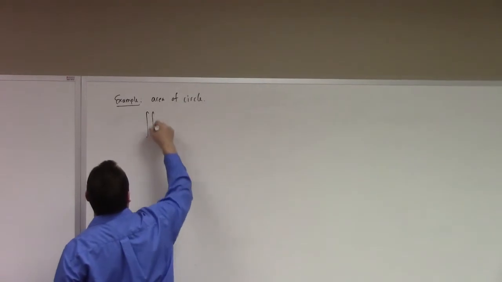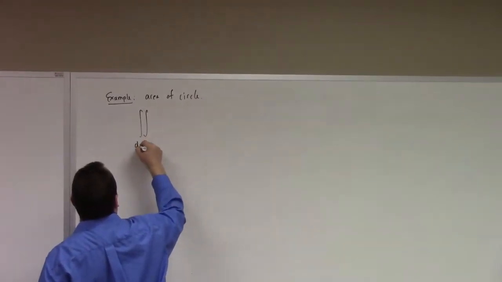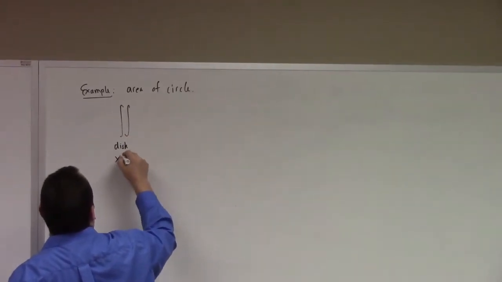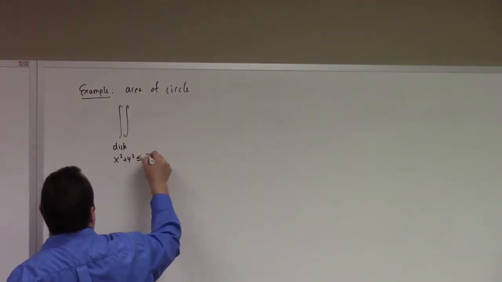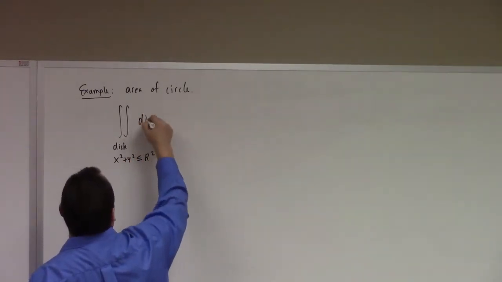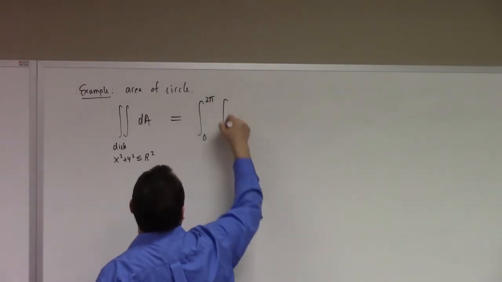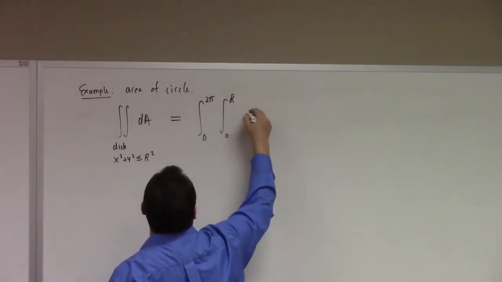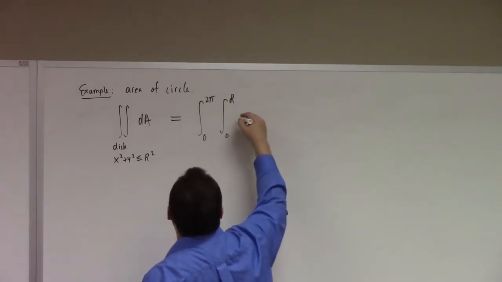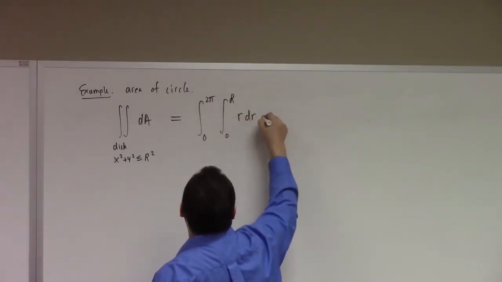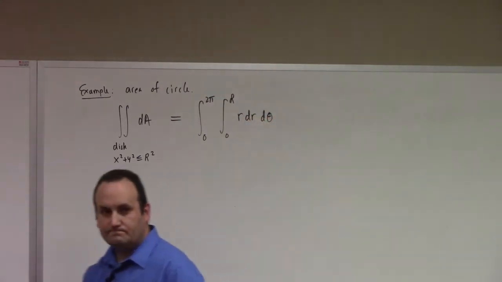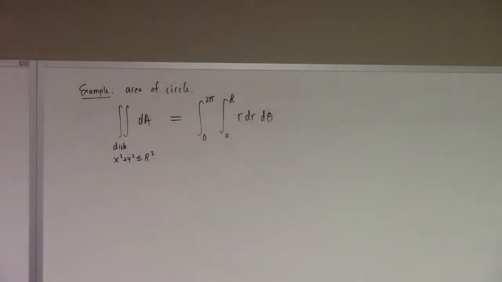So we'd have the integral over a circle, or disk, rather: x squared plus y squared less than or equal to r squared. So that becomes the integral from 0 to 2 pi, integral from 0 to r. What is dA in polars? dA in polars is r dr d theta. I'm using the theorem I almost proved today.